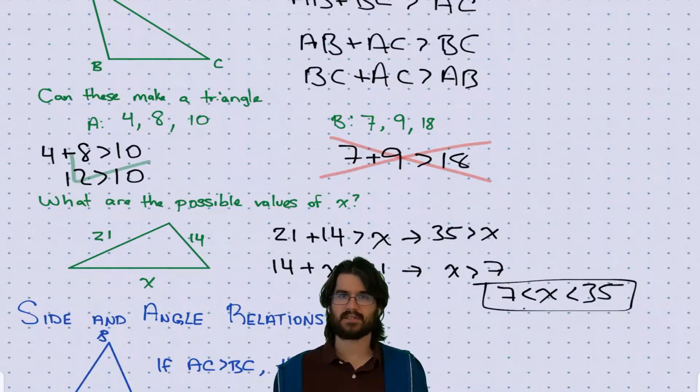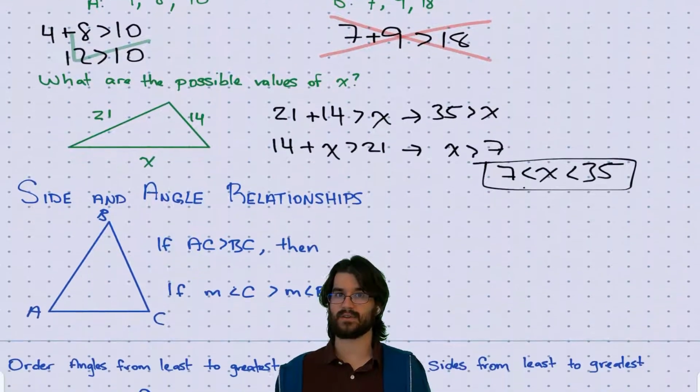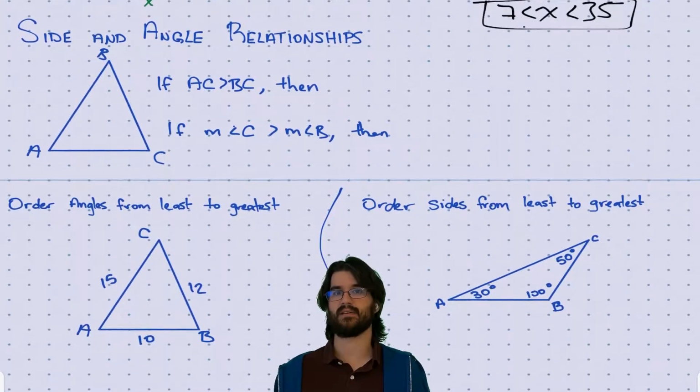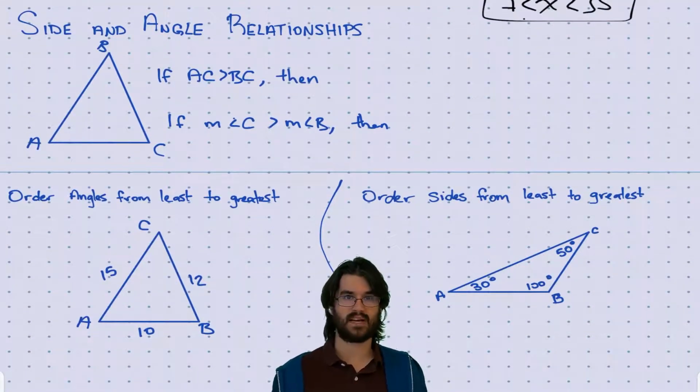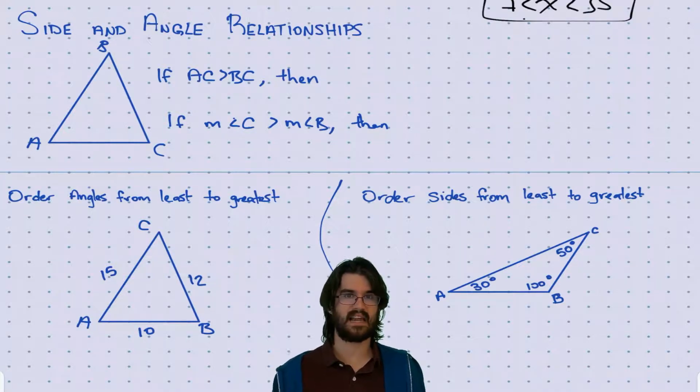And finally, I'd like to explore how the segments and the angles inside of a triangle are related. It turns out that if any two sides of a triangle are not congruent, the angle that is opposite the largest side is bigger than the angle opposite the smaller side. So in this triangle ABC, what that says is, if segment AC is greater than segment BC, then the angle that's opposite AC, angle B, has to be greater than the angle that's opposite BC, angle A. And the reverse is also true.